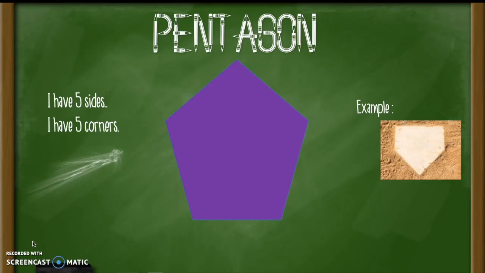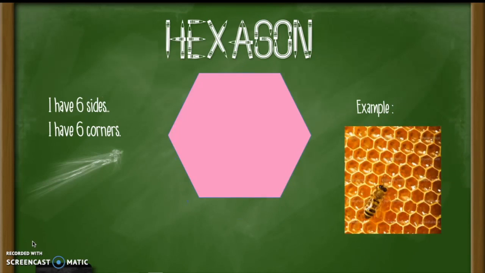A pentagon has 5 sides and 5 corners. A great example of a pentagon is home plate in a baseball field. Hexagon comes next with 6 sides and 6 corners. You can find hexagons inside a beehive where the honeycomb is made out of tiny little hexagons.